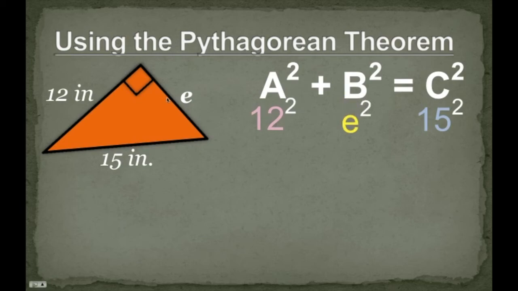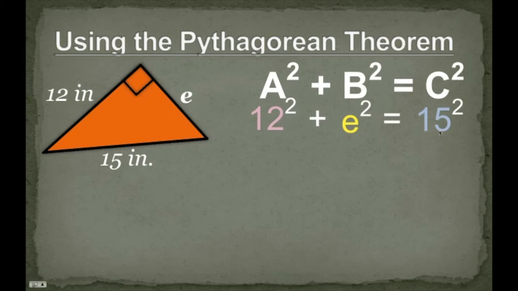Now I want to be clear, it doesn't make a difference where I put the 12 and the E. It could have been either way. I could put E here and 12 here. It doesn't matter because remember, addition is commutative. The order doesn't matter. So I could switch these and it wouldn't make any difference at all. But now that we have this, let's just bring down our signs. So now we've got 12 squared plus E squared equals 15 squared.